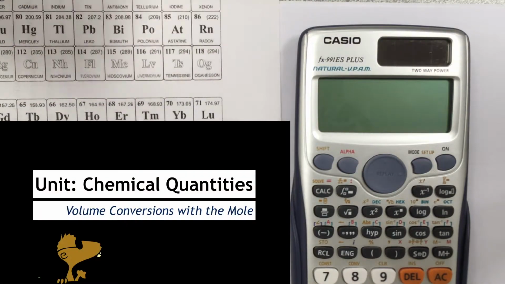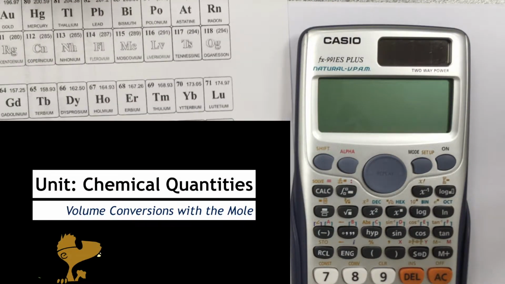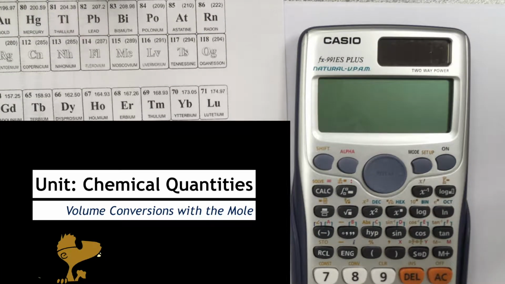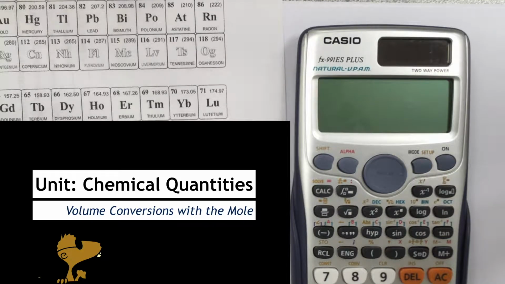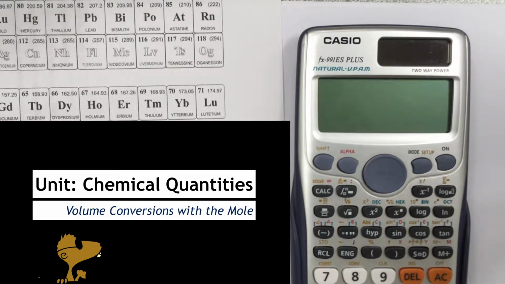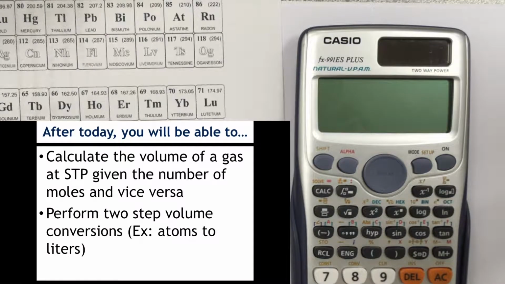All right, so now we are going to do volume conversion with the mole. So we've already done particle conversions, we've already done mass conversions, we've done mole conversions, and now we're doing volume conversions. By the end of this lesson, we'll be able to calculate the volume of a gas at STP, and we'll learn what STP is in a minute, given the number of moles, and then we're going to do it backwards. And we should be able to perform two-step volume conversions.